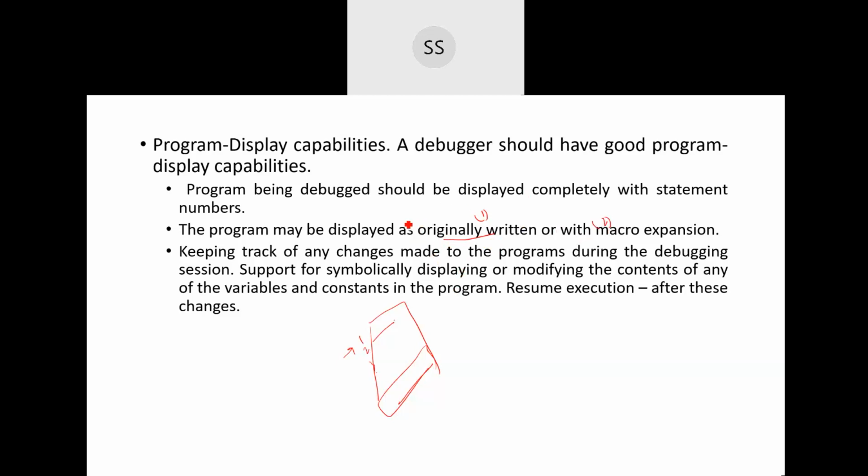So in either way you can display your programs. Now, keeping track of any changes which are made to the program during the debugging session. That is, normally what happens is, for example, if you have some variables and constants, so you are trying to display or modify the contents of any variables or constants in the program. You should be able to see those changes. You should be able to keep a track of what is being modified during the debugging session, and you should be able to know what the values of your variables and constants are. And after these changes have been made, you can resume your execution.